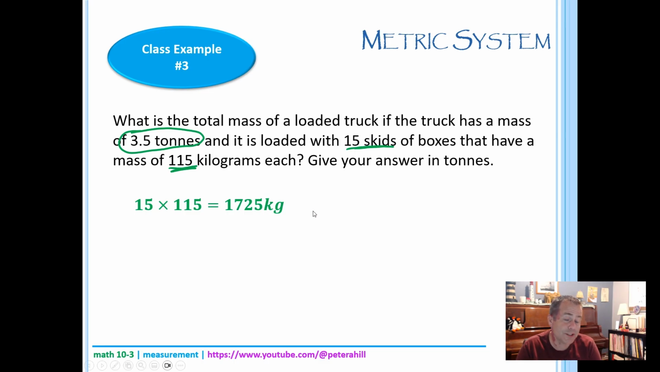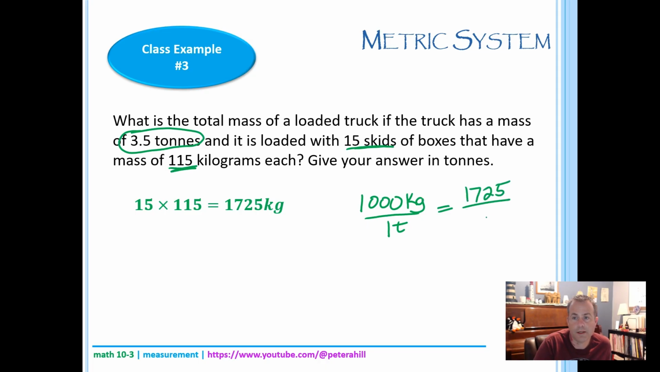And so essentially, I could set up a little proportion if I needed to. I could say, there's 1,000 kilograms in 1 ton, and I have 1725. I'm trying to figure out how many tons that is. If I cross multiply this, I would go 1725 times 1 and then divide by 1,000. That's going to give me 1.725 tons.